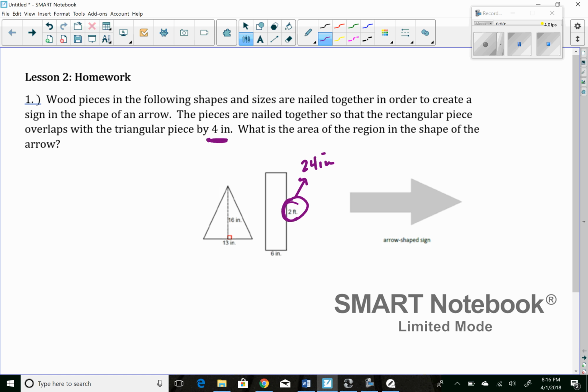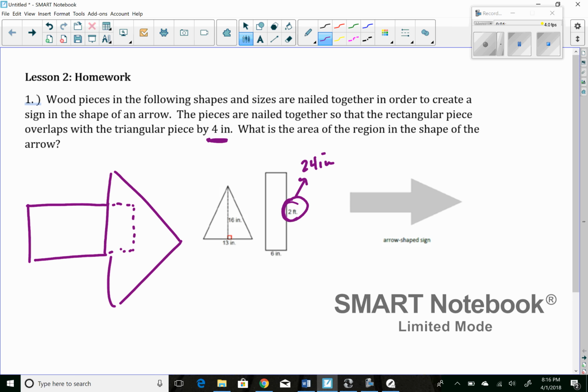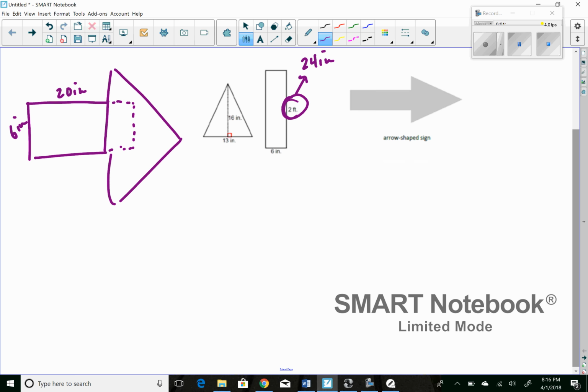So when I look at the total area of this shape, looking at the triangular piece that I have here, I have this triangle that looks like this, there's going to be 4 inches of the rectangle underneath the arrow part, right? Ignore my bad drawing. So if you look, the rectangle is actually just going to be 6 inches by 20 inches. So when I start to find the total area here, we're going to go 6 by 20 for the rectangle. So the area of the rectangle is going to be 6 inches by 20 inches, which is 120 inches.